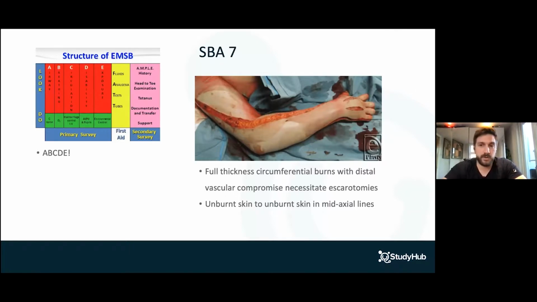Usually this is done in theatre, using diathermy, cutting from areas of unburnt skin to unburnt skin in the mid-axillary lines of the limb. You can see here on the top coming round, avoiding the ulnar nerve at the elbow and coming down. And this patient has also had escharotomies of the hand.